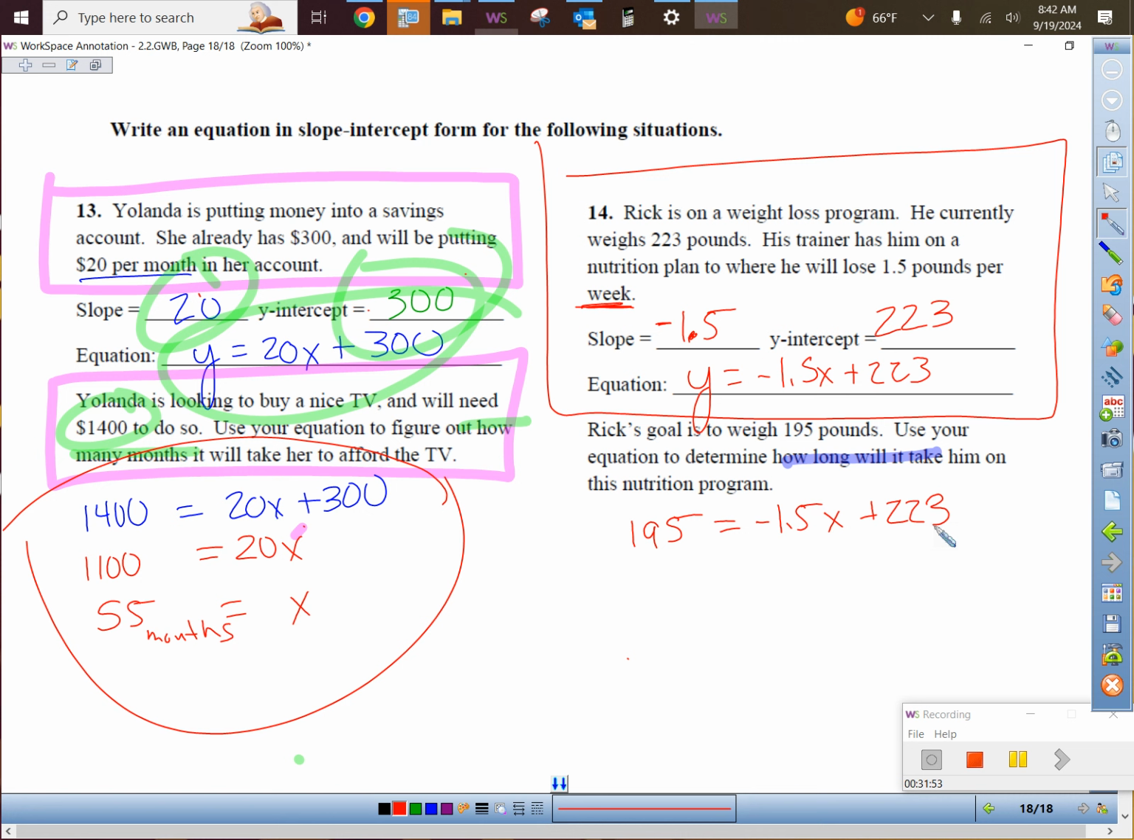And then we just subtract that over. So 195, take away 223. Oh no, that's going to be negative, right? What do you get when you subtract that over? Negative 28. Why will this turn into a positive answer? Because we have to do what right here? Divide by a negative again. So what does that turn out to be?